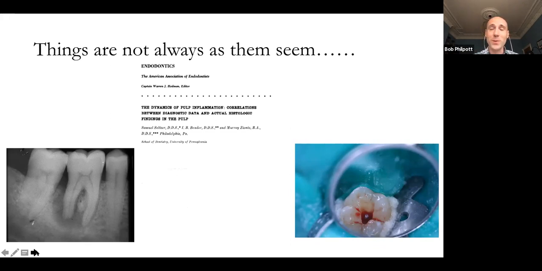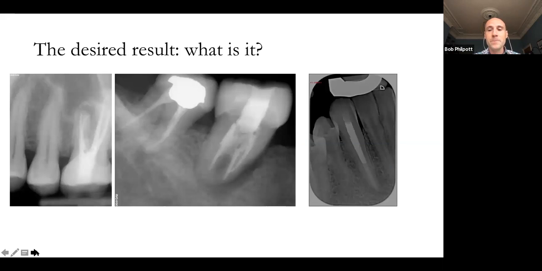You know, when a patient's saying to you, I can feel it, and you're saying, no, you can't. It's necrotic. It doesn't respond to pulp testing. Sometimes that's what a necrotic tooth looks like, one that gave negative responses to cold and the EPT. In terms of our desired result, I don't have an answer to this.